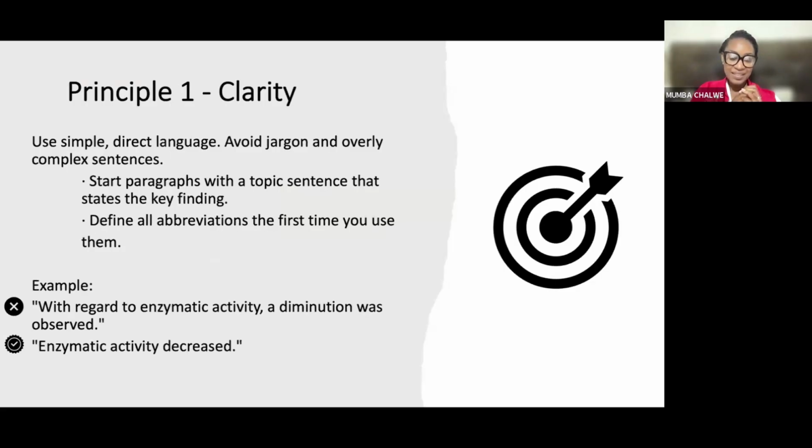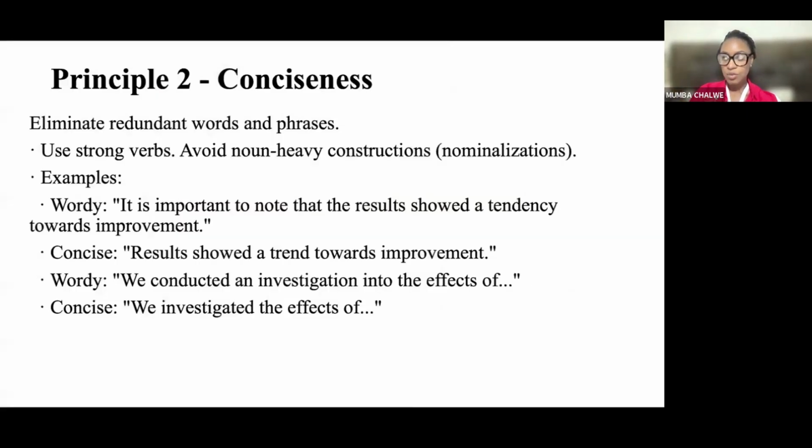As you can see there, the author was trying to be very fancy with regard to enzymatic activity. "A diminution was observed." And what are you saying, right? Enzymatic activity decreased, you see. So keep it simple. Your reader wants to know what you found. So don't use redundant words and phrases, and avoid noun-heavy constructions, okay? I'll give you a few examples.